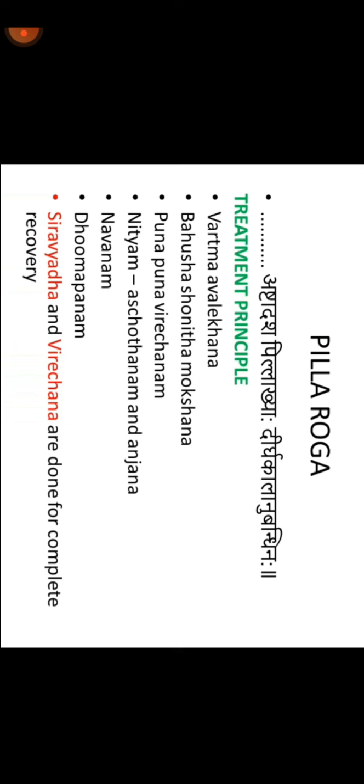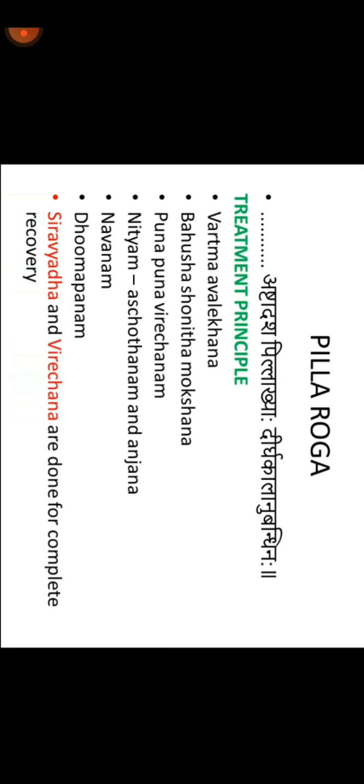So here Acharya mentioned: Vatmavalekam Bahushaha Tattvat Shonida Mokshanam Punar Viregam Cha Pillaroga Duro Bhavit. That means Vatmavalekam: in that condition, we have to do the Vatmavalekha, that is the Lekhana procedure. And Bahusha Shonida Mokshanam means the condition should be managed with Jaloga or Raktamoksha. Raktamoksha we can adopt with the Vatmavalekha itself or by the Jaloga.